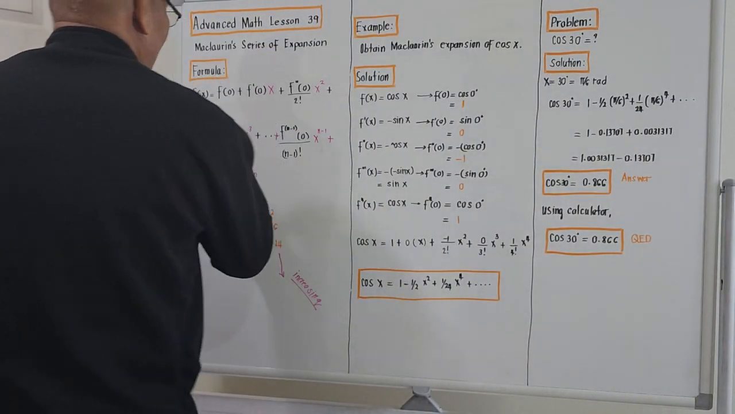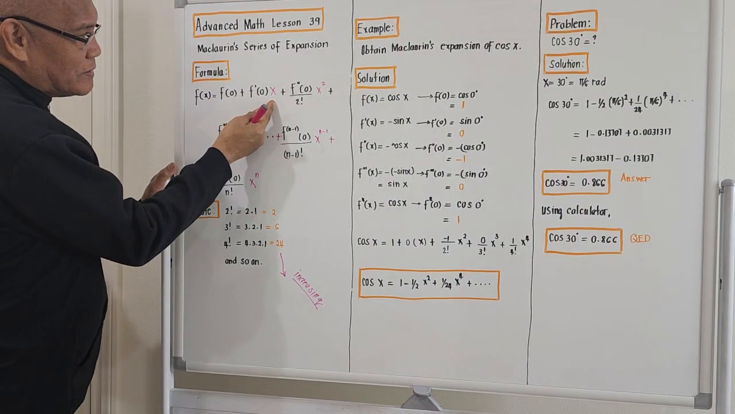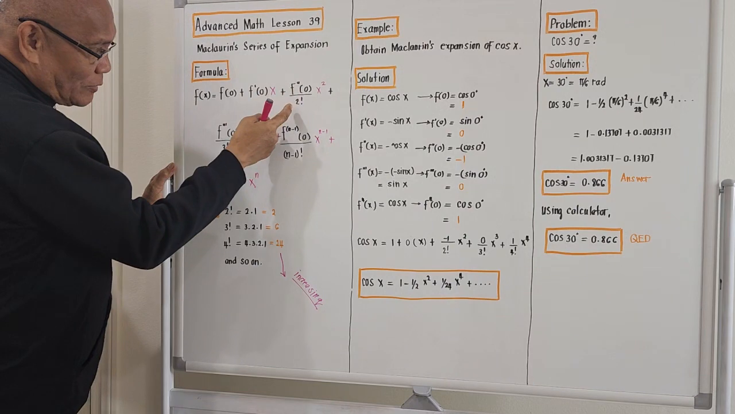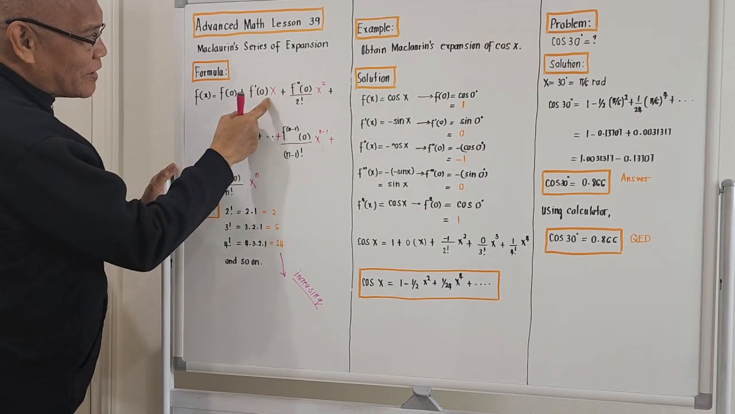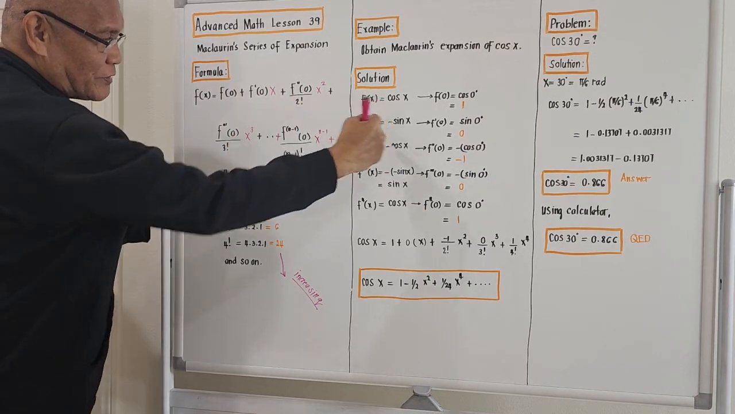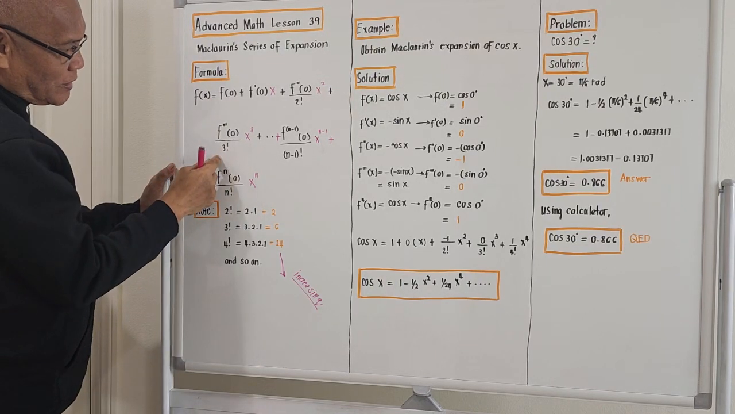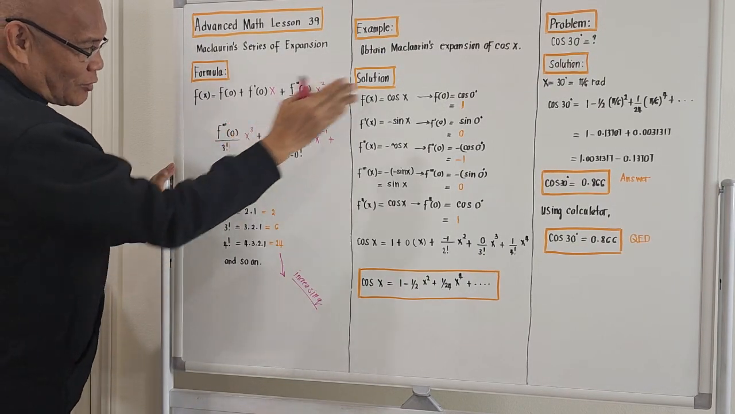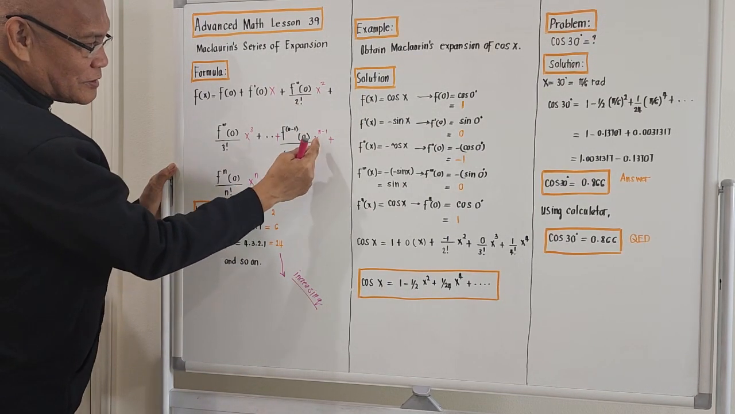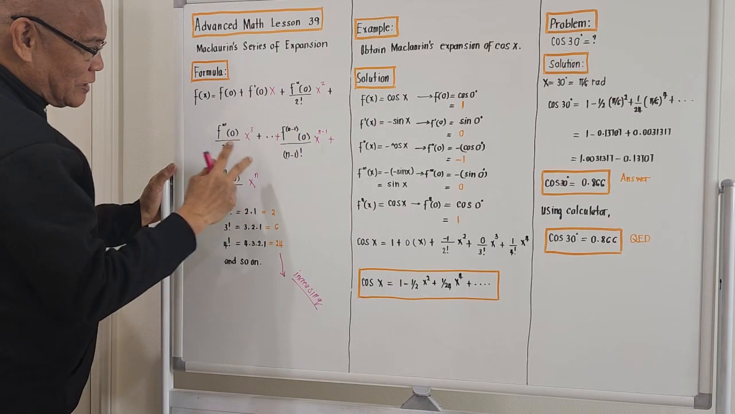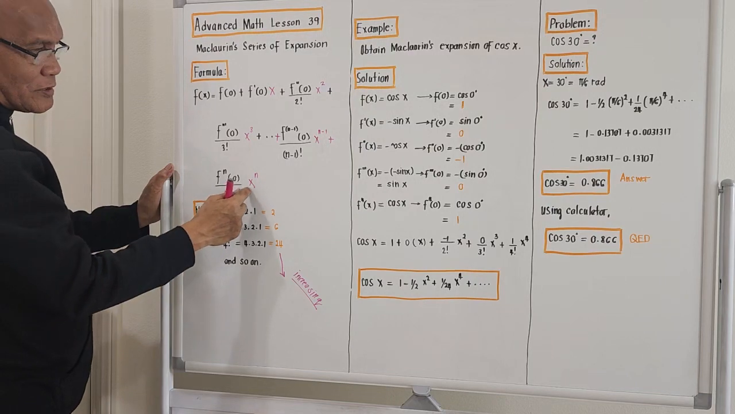Function of x will be f of 0, f prime of 0 times x, f double prime over 2 factorial of 0 times x squared. As you notice, this is x squared, x cubed, it is increasing, right? The third one will be f triple prime over 3 factorial x cubed. Second to the last will be f raised to n minus 1 over n minus 1 factorial, this is x raised to n minus 1. The last one will be f raised to n of 0 over n factorial times x to the n.